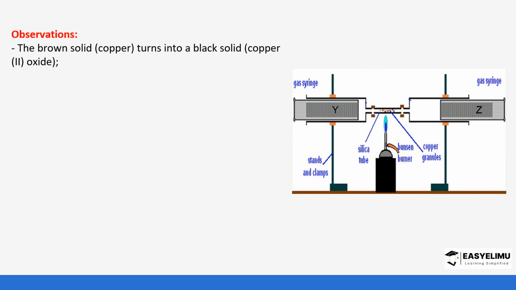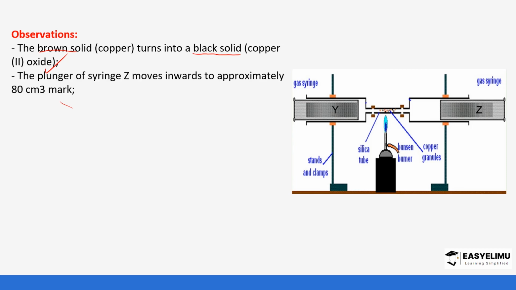One of the things that we note in this experiment is the color change, which is usually the first thing we note in most of our experiments. Copper metal is brown in color. When it reacts with oxygen, it forms a black solid, and the black solid is called copper 2 oxide.